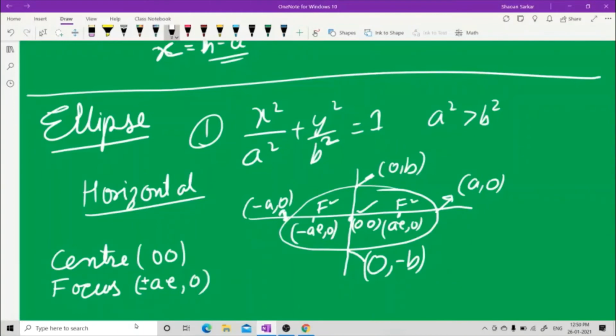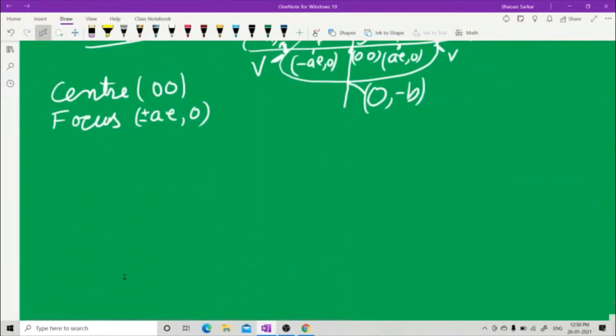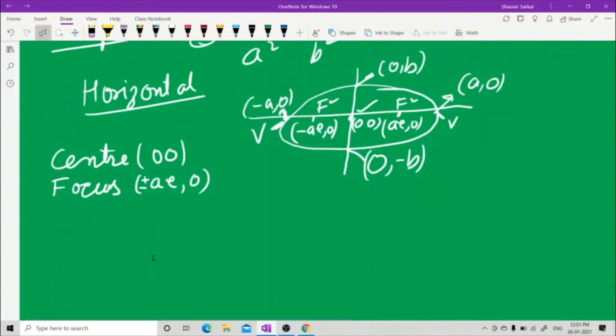The vertex of this ellipse, this is the vertex, this is the vertex, and this is vertices, I should say vertices. Wait, let me keep the picture. Yes, here it is. The vertices are plus minus A comma 0, plus A is here and minus A is here.